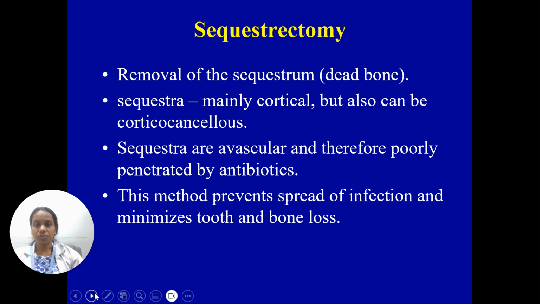Coming to the surgical line of treatment, that is a removal of a sequestrum or the dead bone, it's called a sequestrectomy. Sequestra is mainly a cortical bone, but it can also be corticocancellous. The sequestrum is avascular, therefore it is poorly penetrated by antibiotics, so it has to be taken out so that the antibiotics reach the area through the normal vasculature and the normal reparative procedure starts. This method prevents the spread of infection and minimizes the tooth and the bone loss.